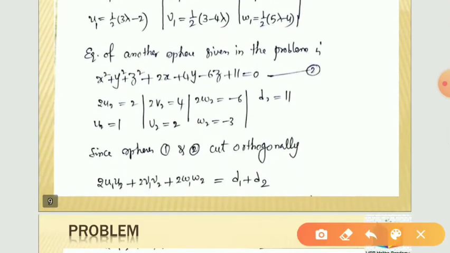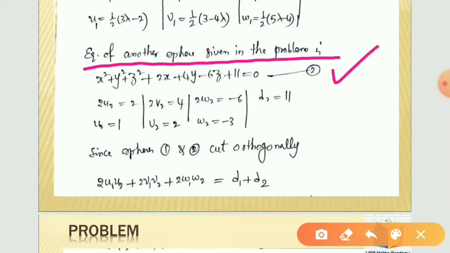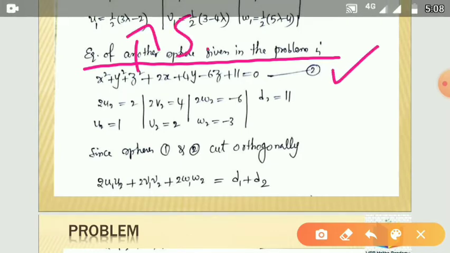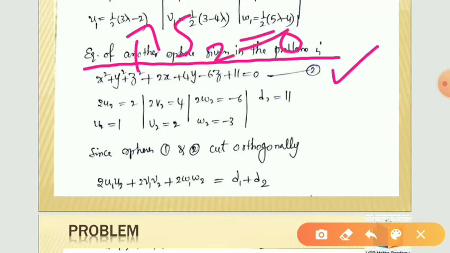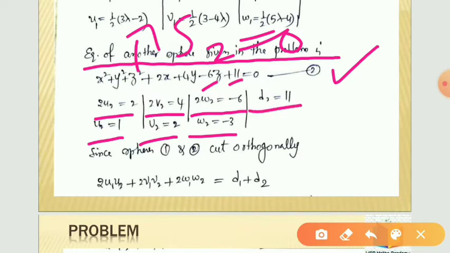And equation of another sphere given in the problem is this. So compare this sphere with S2 is equal to 0. Then 2u2 is equal to, and hence u2 is equal to 1. 2v2 is equal to 4, and hence v2 is equal to 2. 2w2 is equal to minus 6, and hence w2 is equal to minus 3, and d2 is equal to 11. Therefore u2 is equal to 1, v2 is equal to 2, w2 is equal to minus 3, d2 is equal to 11.